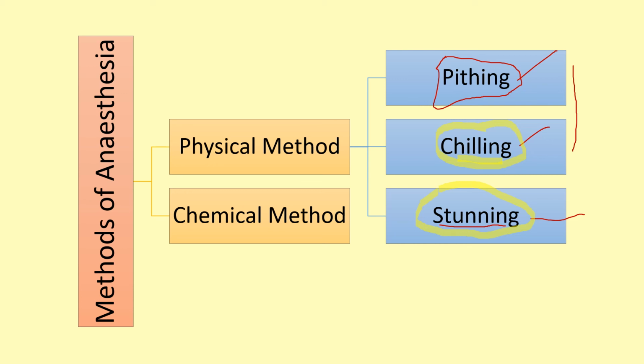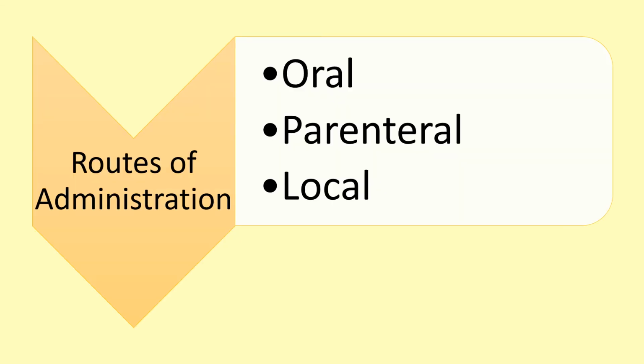In chemical method, I have to use chemicals like barbiturates, like phenobarbitone, pentobarbitone, etc. These are the methods by which you can produce anesthesia in animals. Then the next one, that is routes of administration, which you have already studied in your first year, second chapter. Routes of administration means the method or the way by which the drug can be administered into the human body.